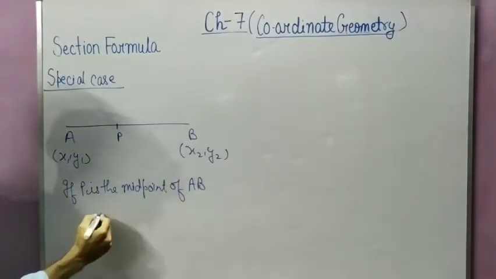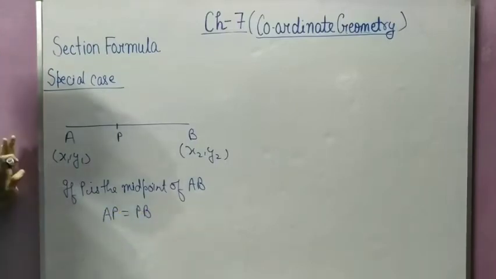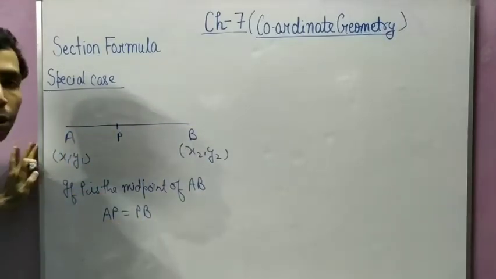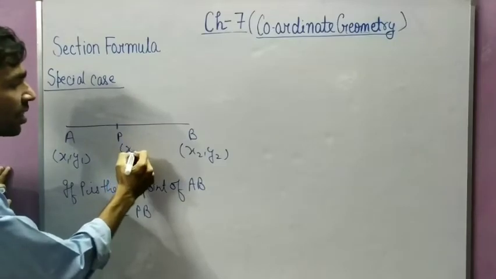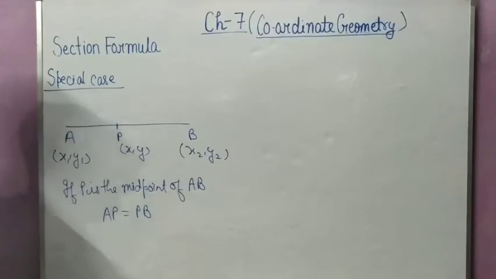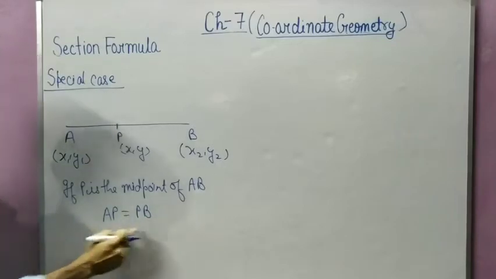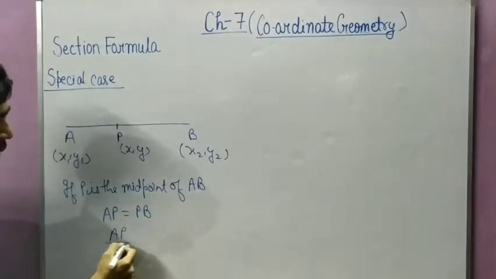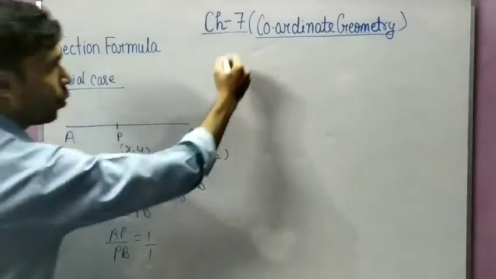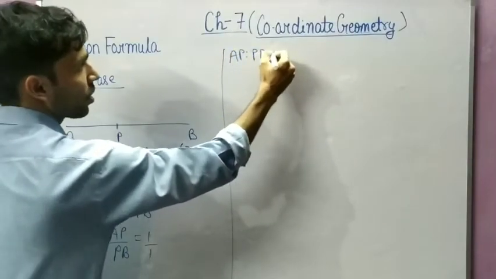So we can say AP will be equal to PB. This part will be equal to this part. If P is the midpoint, and the coordinates of P were x, y from the start, this is what we have to find with the help of the section formula. So if P is the midpoint of AB, AP will be equal to PB. So from here, AP upon PB will be equal to 1 upon 1. So we can say the ratio AP to PB will be what?